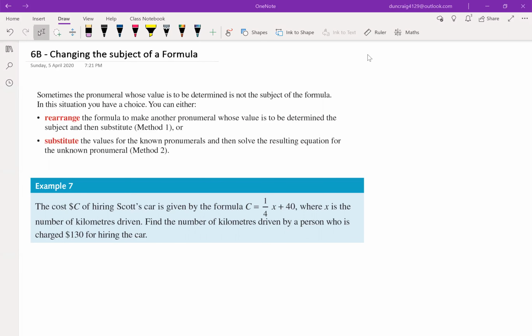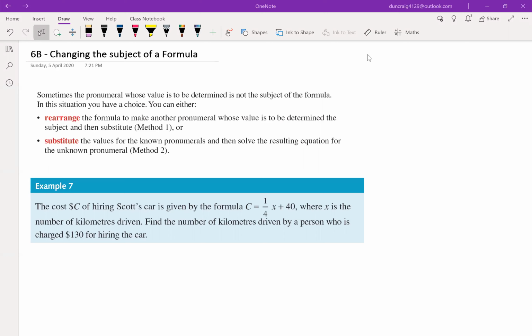Today we're looking at changing the subject of a formula. So basically, sometimes what we're trying to find isn't the subject, and so we're going to look at how we can change the values around in the formula to get what we're after. And there's two methods for doing this.